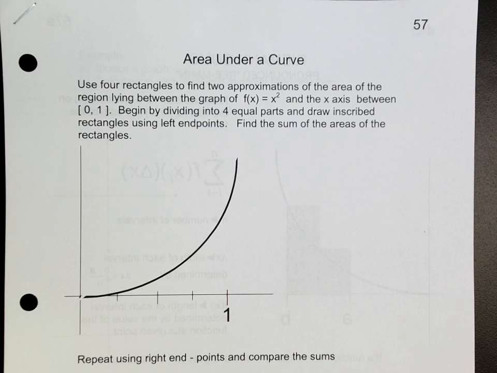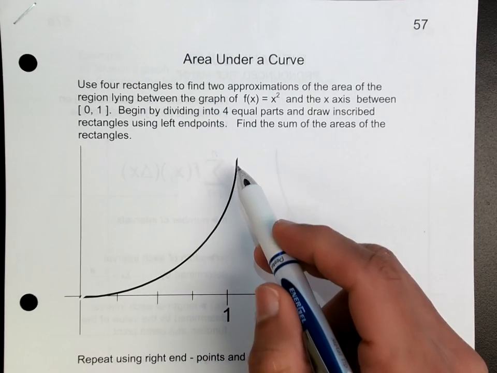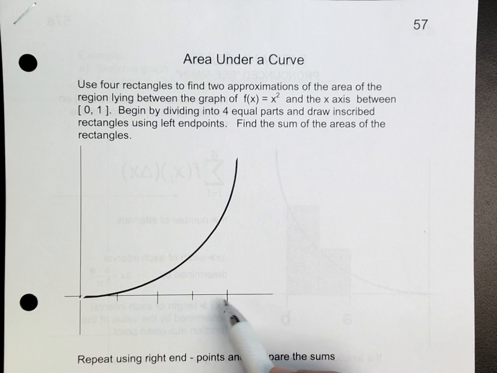Alright, on this one we're going to cover area under the curve. This is topic 57, so let me get my pens here. Okay, so on this one, they're asking you to use 4 rectangles to find 2 different approximations of the area of the region lying between the graph of f of x equals x squared, this is the x squared line, and the x-axis, meaning this line. Alright, between 0 and 1.